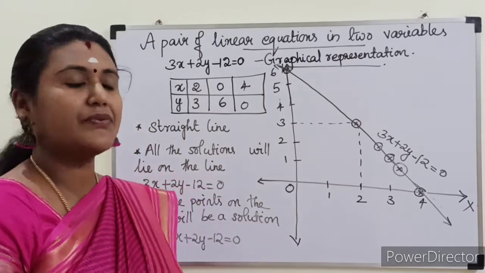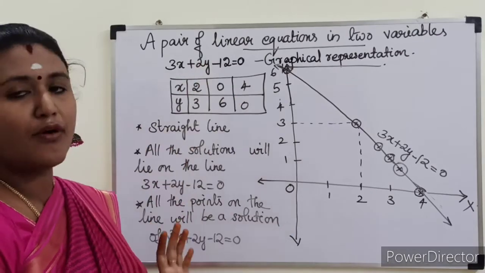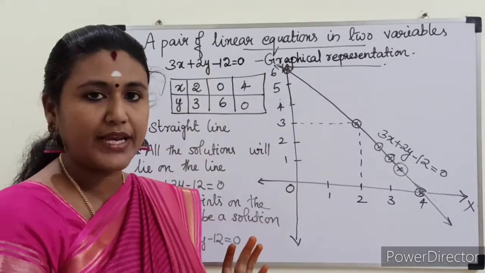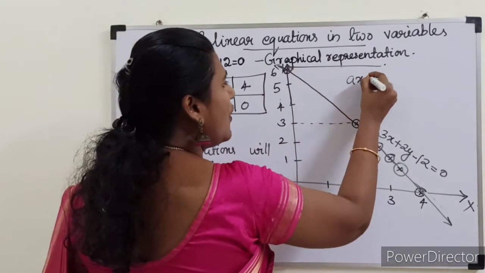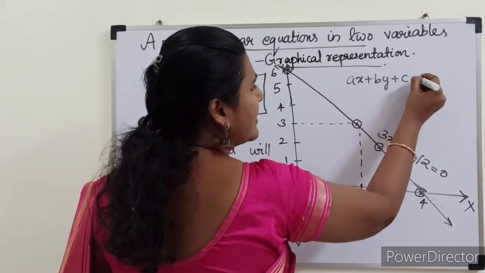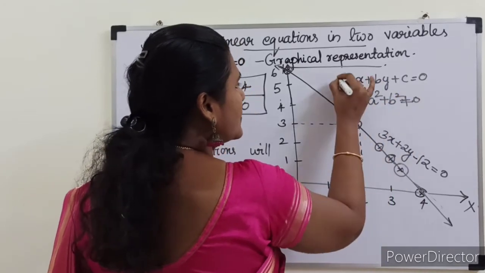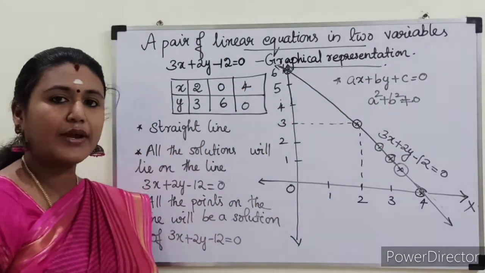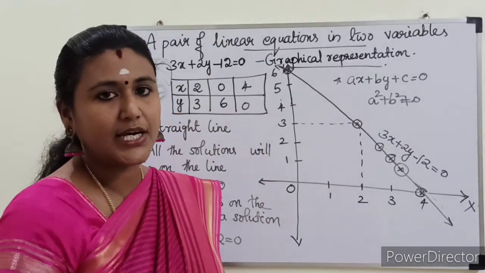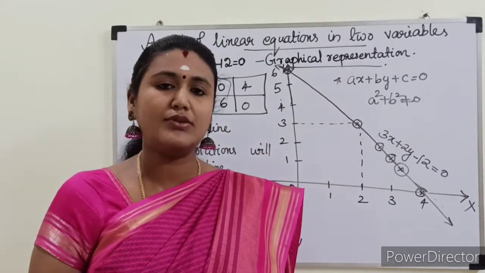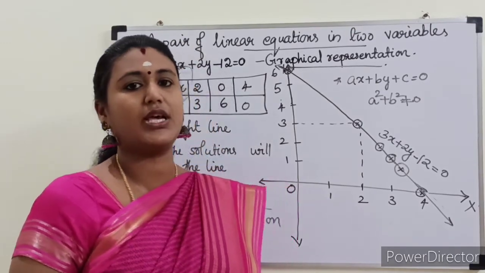So these are the things we have studied already in class 9. So what is the general form of a linear equation in two variables? That is ax plus by plus c is equal to 0, where a, b, c are real numbers and a square plus b square not equal to 0. So this is one point, the general form. Then the solution of a linear equation: the pair of values of x and y which satisfy the given equation is called the solution of the equation.